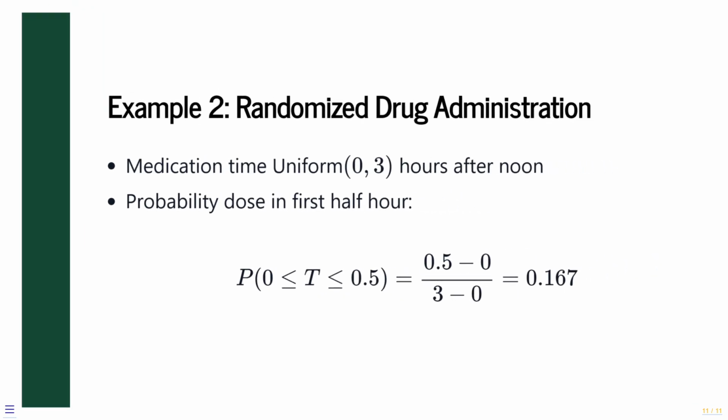In the second example, medication times are uniformly distributed between noon and 3 p.m. The probability that a dose occurs in the first half hour is the interval length, 0.5, divided by the total length, 3. This yields approximately 0.167. Once again, the uniform distribution turns probability questions into simple length comparisons.